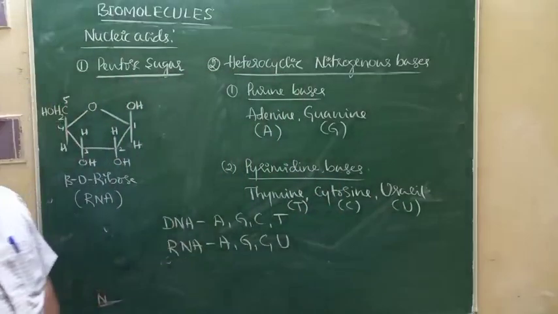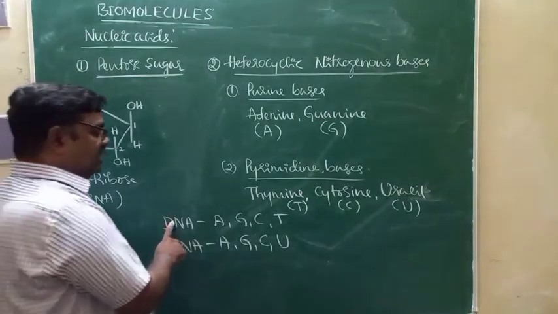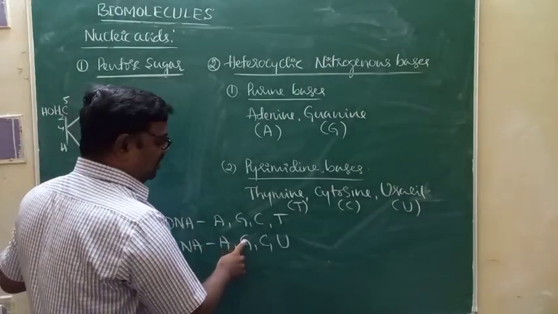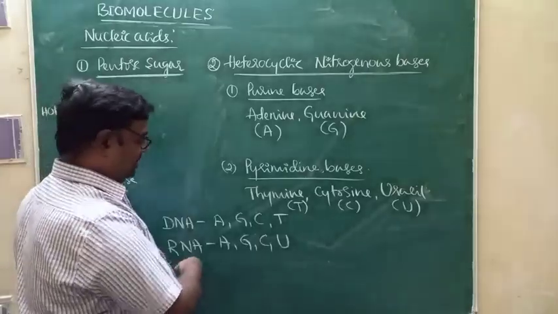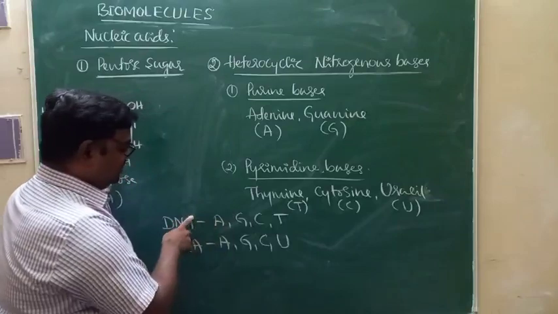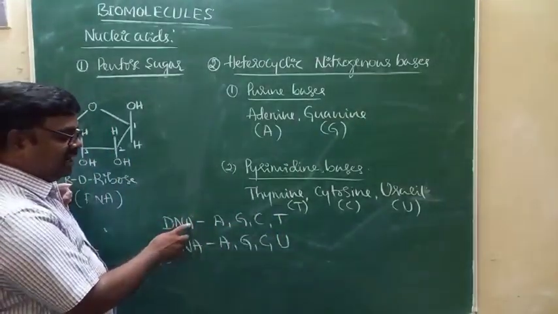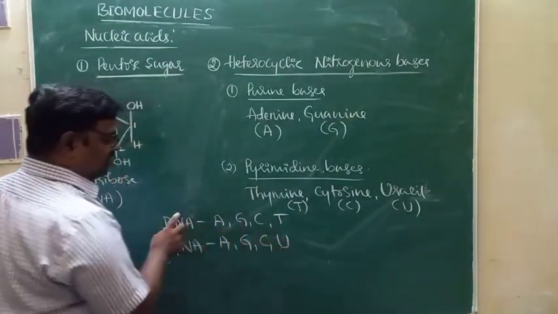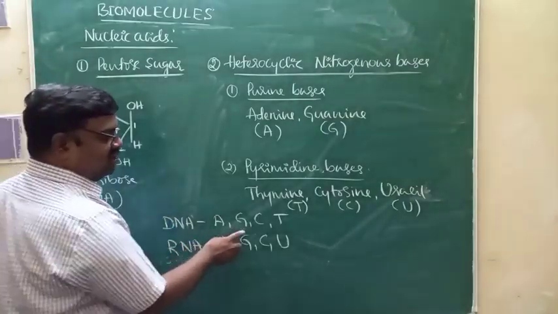This is what we call heterocyclic nitrogenous bases. DNA consists of adenine, guanine, cytosine and thymine. RNA consists of adenine, guanine, cytosine and uracil. Just observe between these two, the nitrogenous base present only in RNA is uracil. The nitrogenous base present only in DNA is thymine. The nitrogenous bases present in both DNA as well as RNA are adenine, guanine and cytosine.